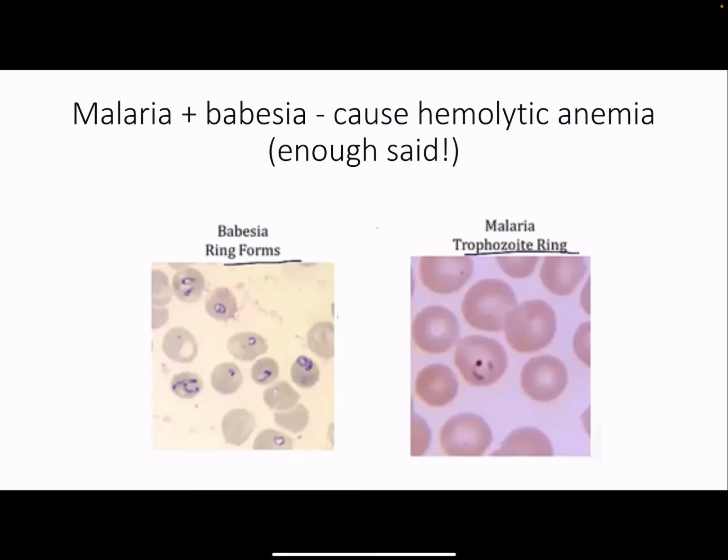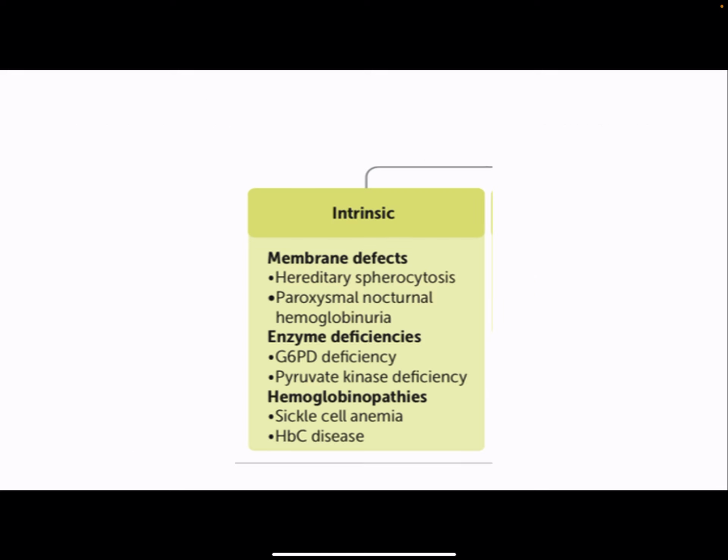And then lastly, we have malaria and babesia, probably the two major pathogens which could cause a hemolytic anemia. You get rings with babesia, and you also get rings, but they're trophozoite rings with malaria, so slightly different, and stuff that we'll go into a lot more detail on in the bacteria and pathogen parasite section.